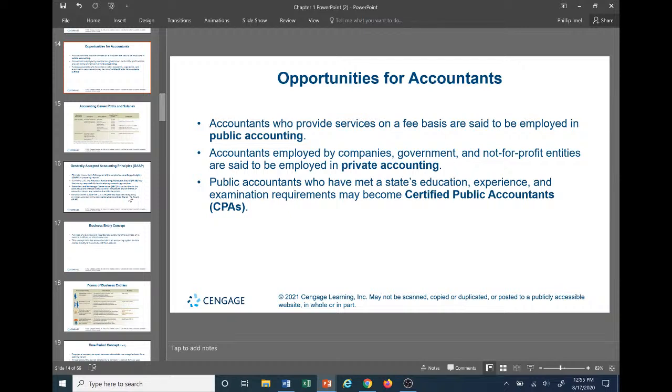Another thing I want to point out here, which I know most of you will take the course in, is managerial accounting, but there are also CMAs, certified management accountants, or cost management accountants. These are geared more towards private accounting, working for companies and governments, more on the managerial side. Those are more the internal aspects of it, whereas CPAs are more on the public end of it.